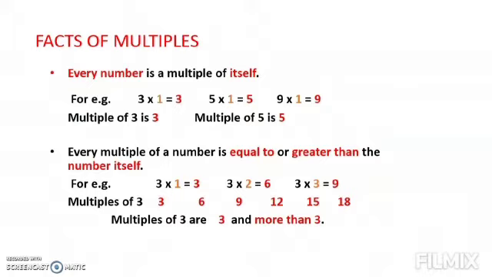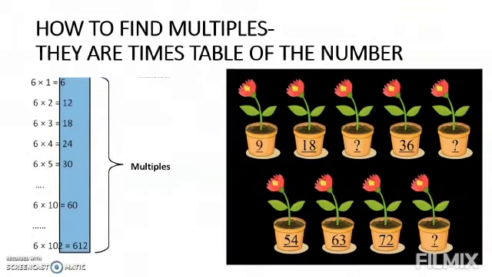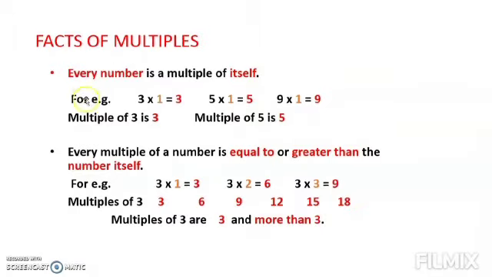Now here, let us discuss some basic facts of multiples, meaning it is true for all the multiples. So let us see the first one. And we have to try to remember this also. Every number is a multiple of itself, meaning 3 multiplied by 1, the answer is 3. So 3 is the first multiple of the number 3. Similarly, 5 multiplied by 1 is equal to 5. So 5 is the first multiple of 5. Similarly, for 9, 9 is the first multiple. So every number is a multiple of itself.